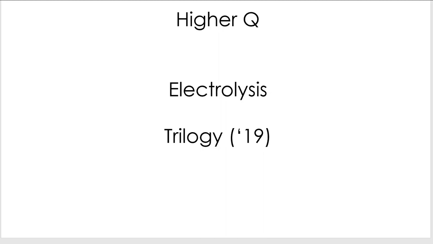This is an AQA GCSE chemistry question. It's from the Trilogy paper 2019 and it is a higher question. The topic of this question is electrolysis. Pause on each section, have a go at each part and then review once you're done.